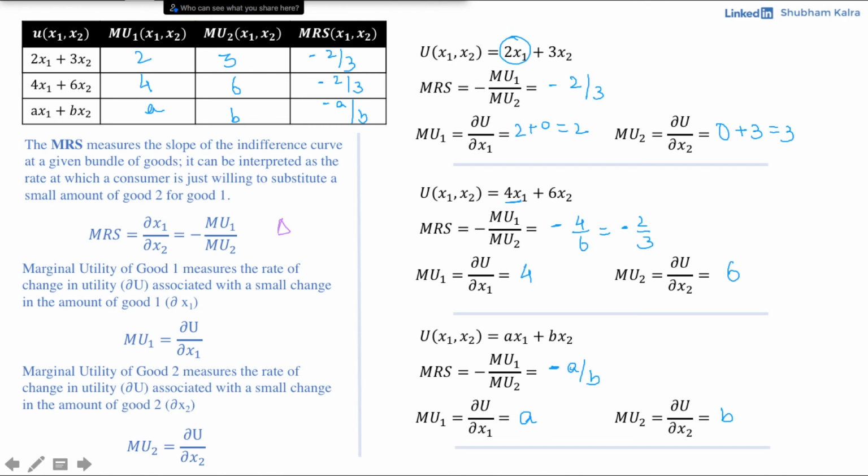Now note that this was very basic calculus. You could have done it using the definition method, which we did before, or you could have easily done it with calculus. As you can see, it just took us seconds to calculate the marginal utilities and MRS using calculus. I personally prefer using calculus, so I would be using calculus throughout the entire chapter.